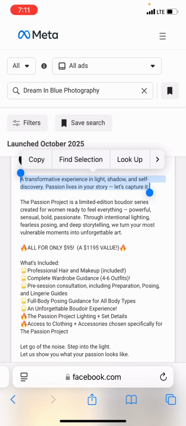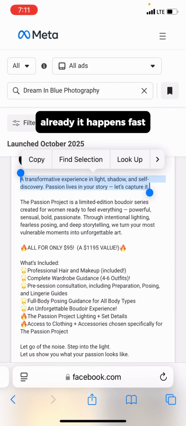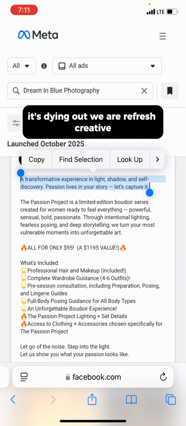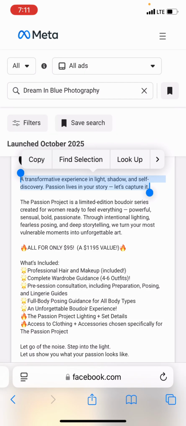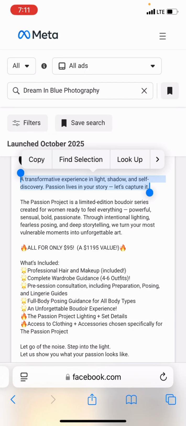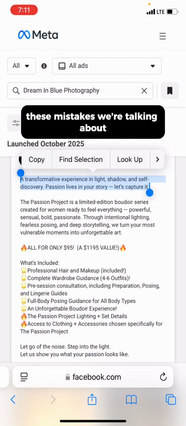Ads, and we're going down the downward spiral of despair already. It happens fast. It's all from tranche one data. Our ads burning out, ads dying out. We got refresh creative, but this one will be a clunker as well. Downward spiral of despair as well, because we have not fixed basically any of these core root cause problems, these mistakes we're talking about.